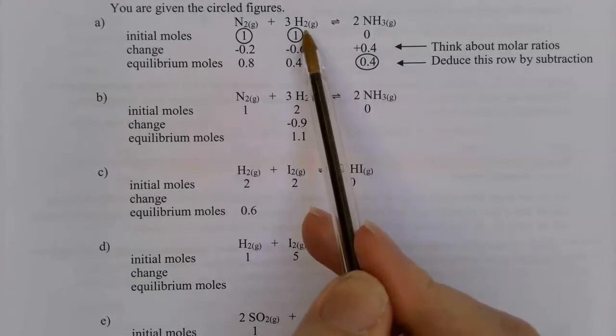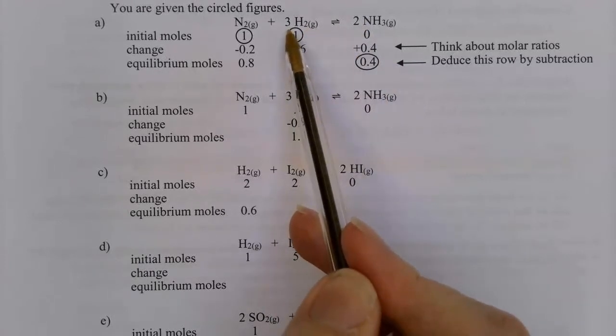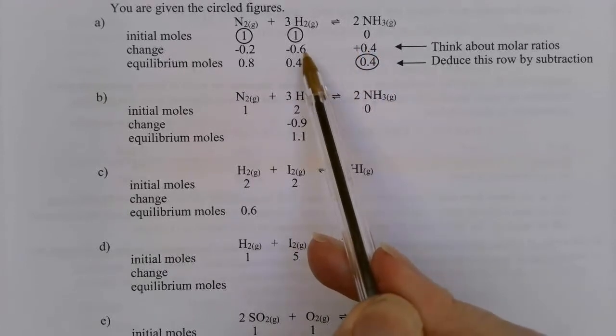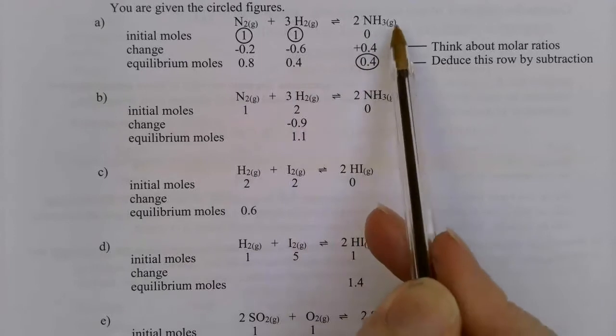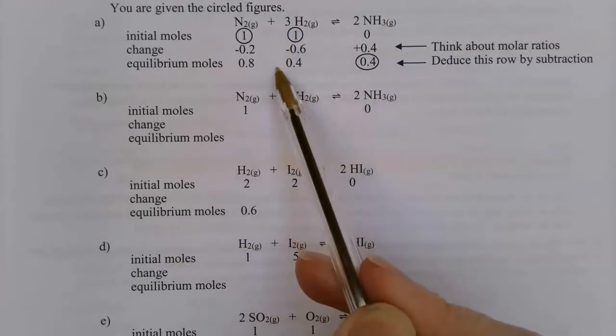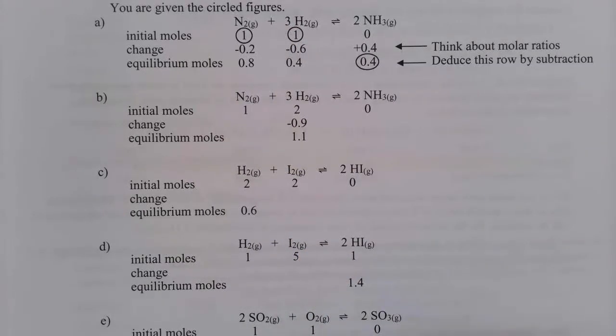The ammonia to the hydrogen is a 2 to 3 ratio. So again, if this has gone up by 0.4, this must have gone down by 0.6. One side of my equation is always going to go up, and the other side is always going to go down from the initial moles.